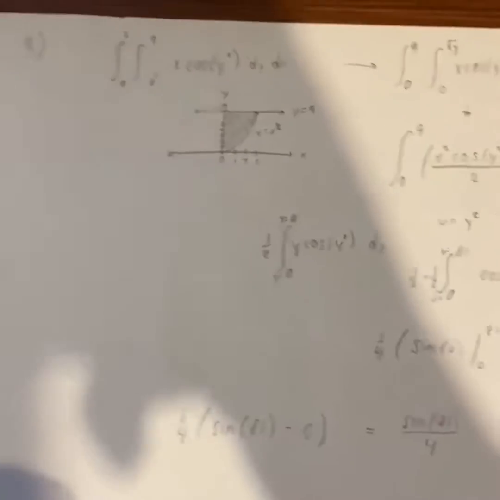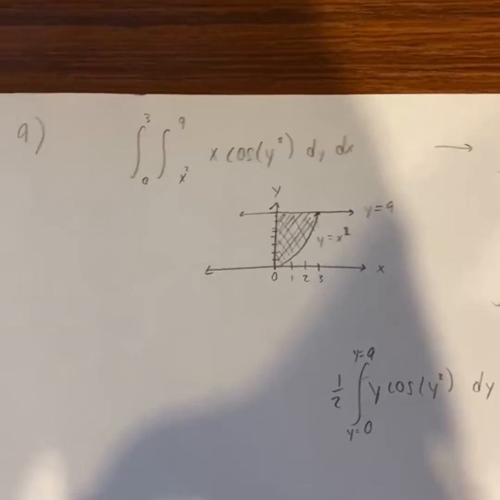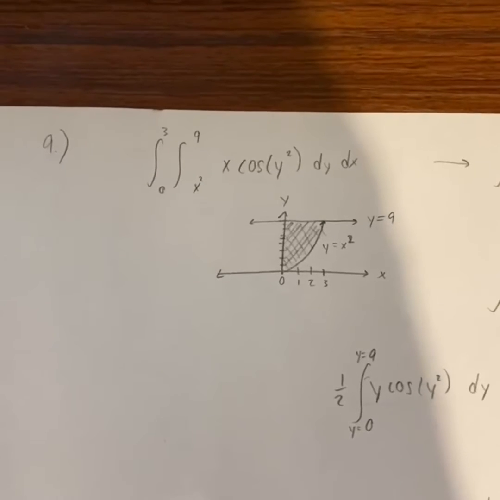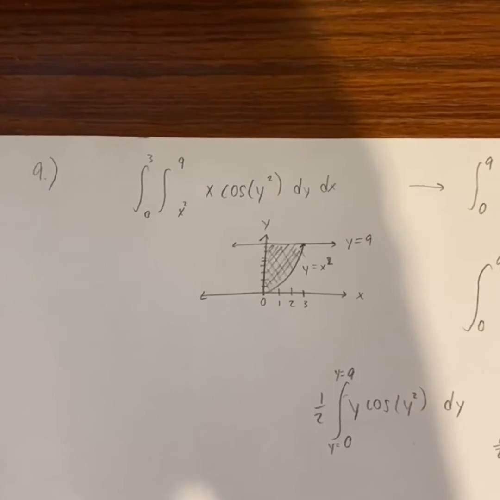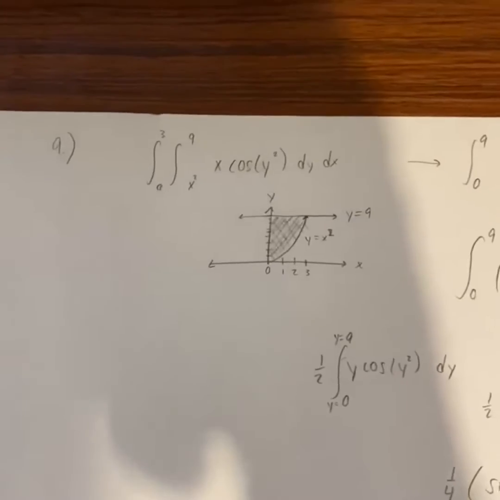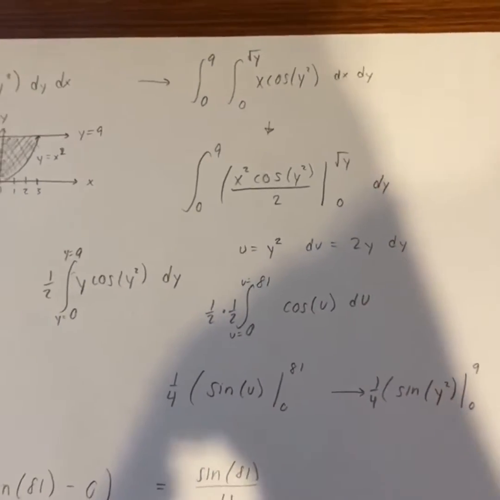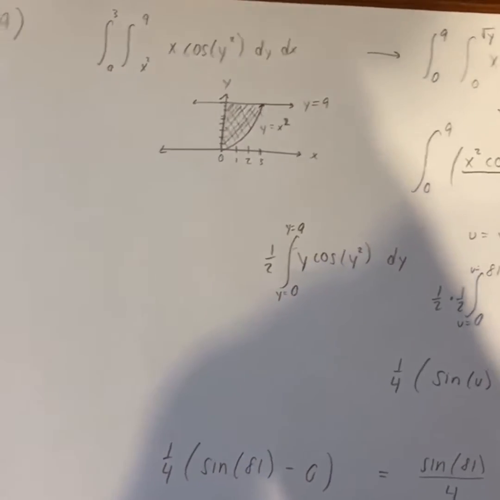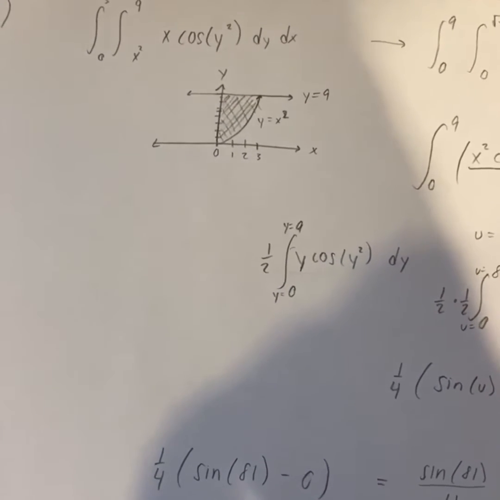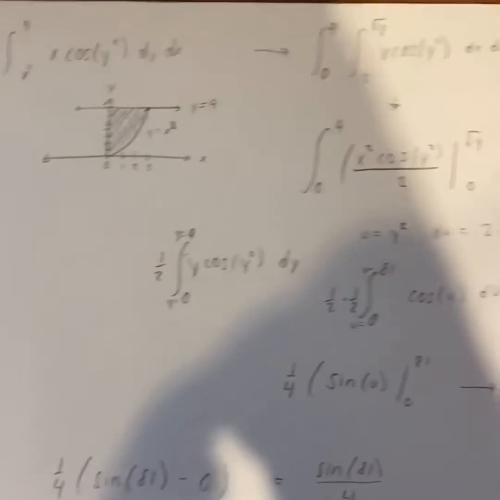Okay, for question 9, you get this double integral. And when you're first trying to solve it, finding the integral of cosine y squared is very difficult. So the first thing you have to do is swap the order of the integrals, and that involves first plotting what the boundaries would be, and in this case y equals x squared and y equals 9, where it goes from 0 to 3 on the x-axis.